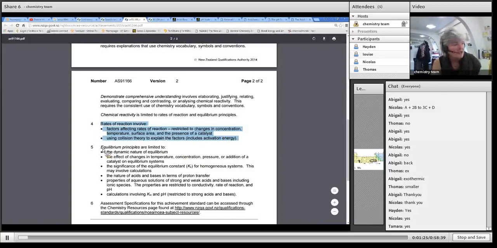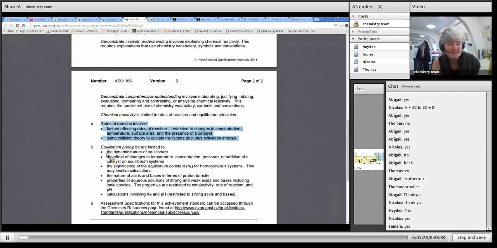Then what we looked at was the equilibrium, how it works, and the equilibrium constant. So what is equilibrium and what affects it? So remember the dynamic nature.